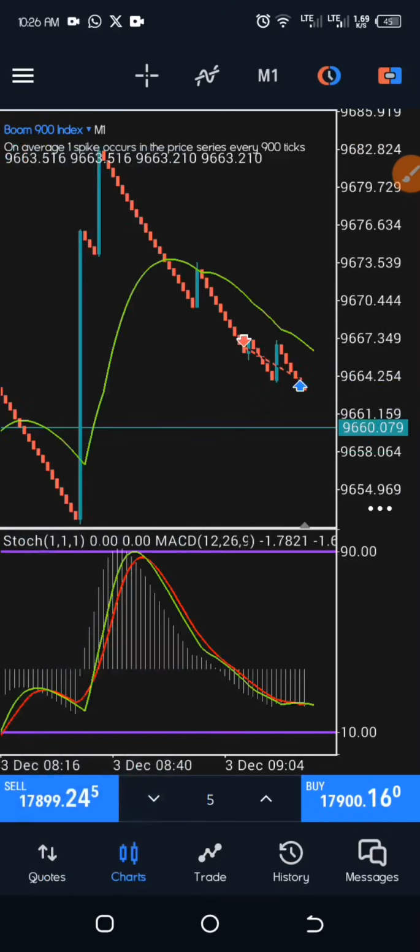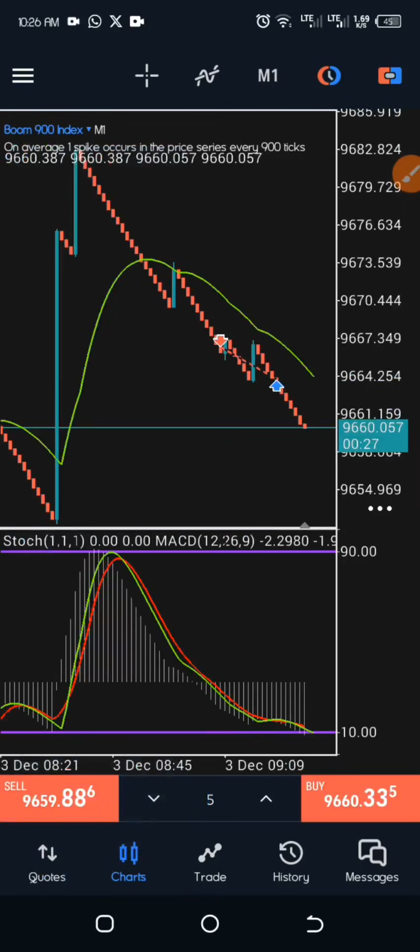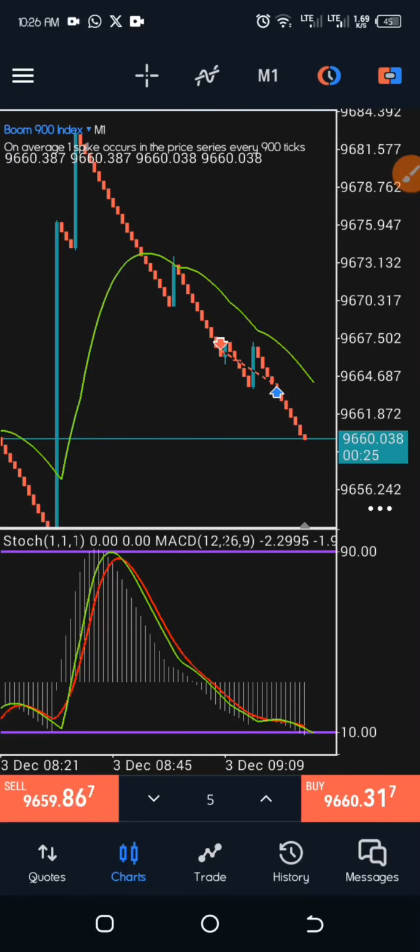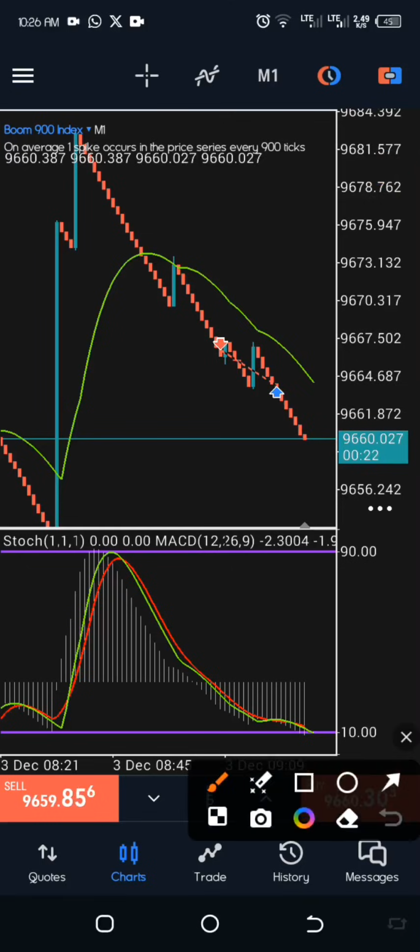Okay, so let's go to Boom, and I'm going to show you guys the trade that we took here on Boom as well. And you can see the trade is still running. So let's see how we take a trade with this strategy. Firstly, and the most important thing, is that we always want to see the MACD at the 90 levels, which is very important. You can see the MACD at the 90 levels right here.